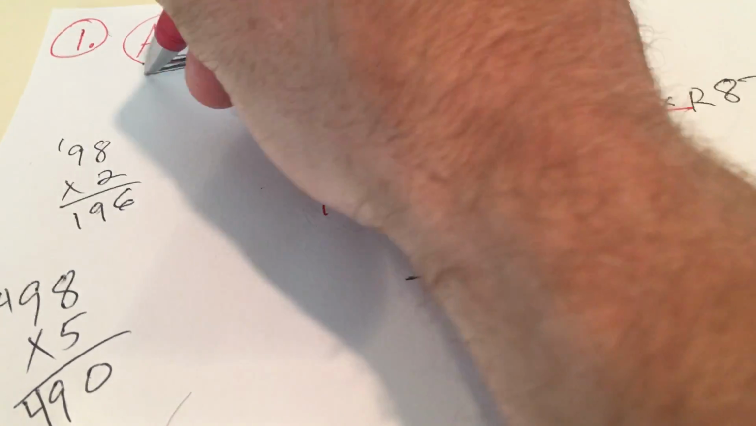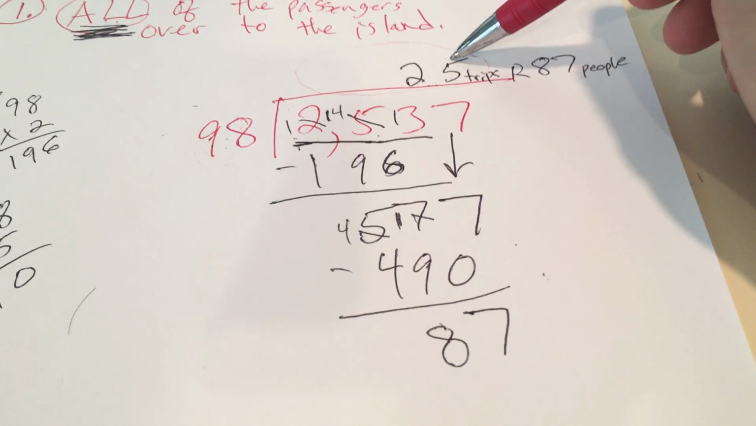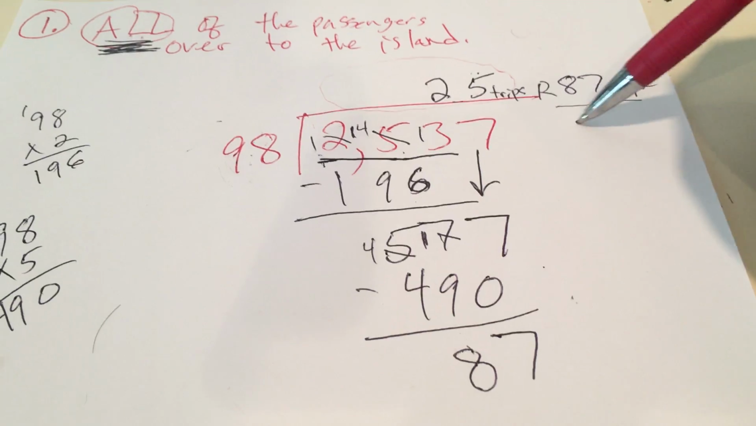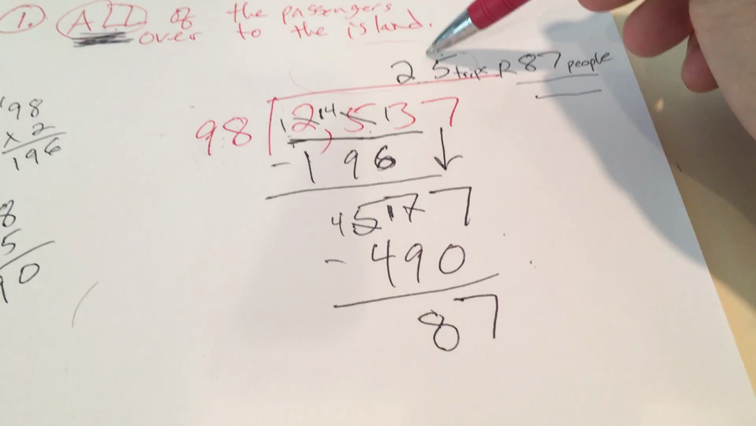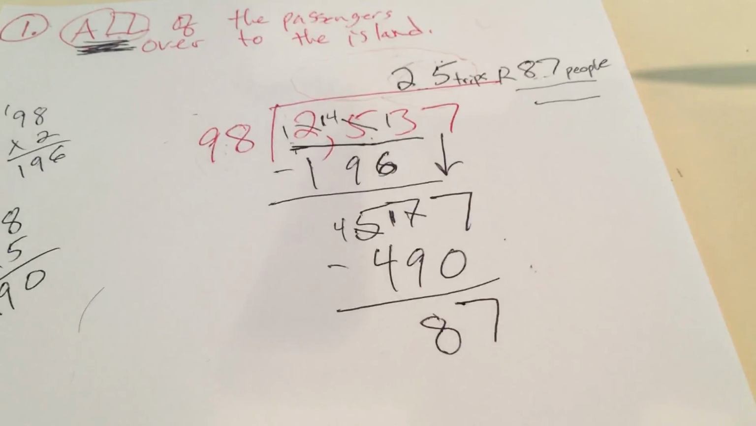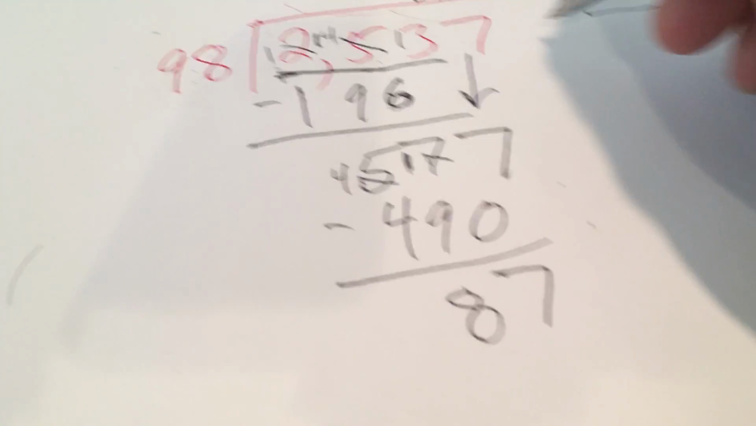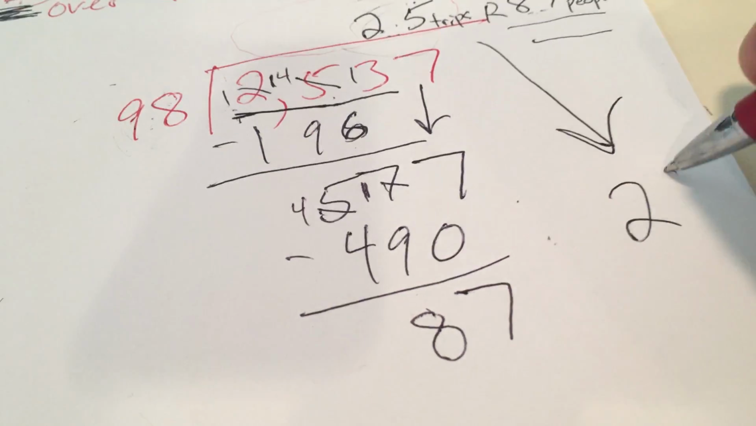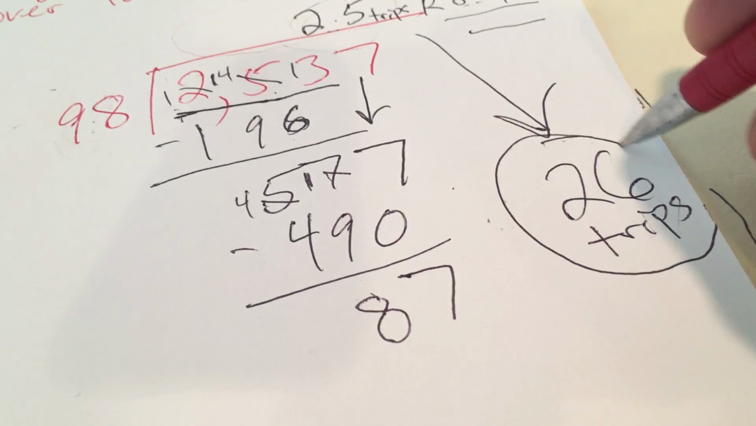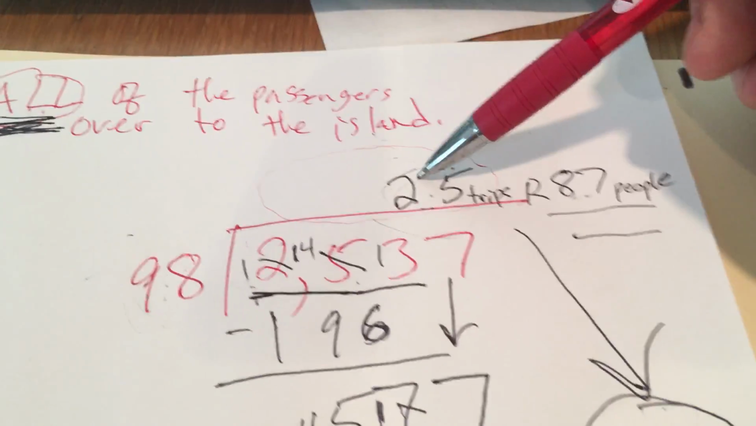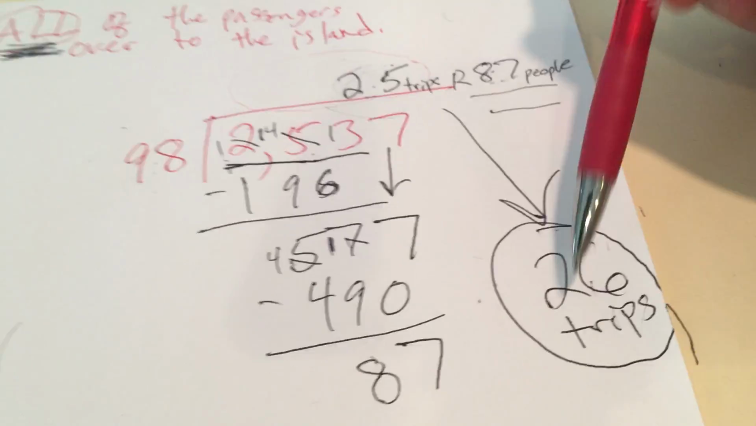But the question says that we have to get all of the people over to the island. So if we took 25 trips, 87 people would not get over to the island. So the answer to this problem is 26 trips, because 25 trips means these 87 people don't get to go. We got to get all the people over to the island. So we actually have to take how many trips, everybody? 26 trips. So the answer to this problem, 25 trips would not have been enough because there would have been a remainder of 87 people who didn't make it over. So we need 26 trips.